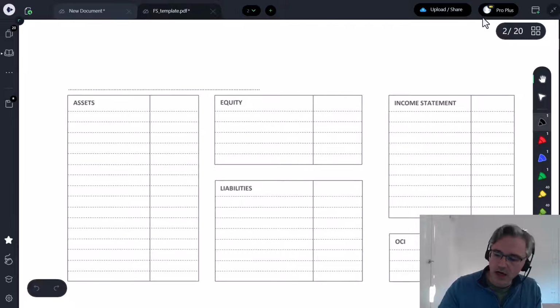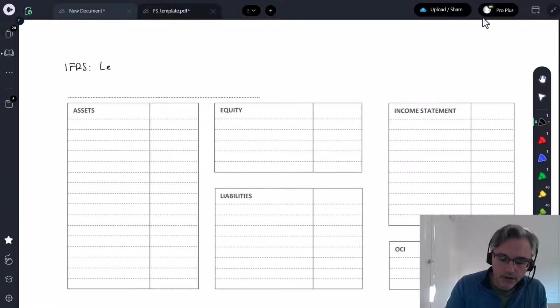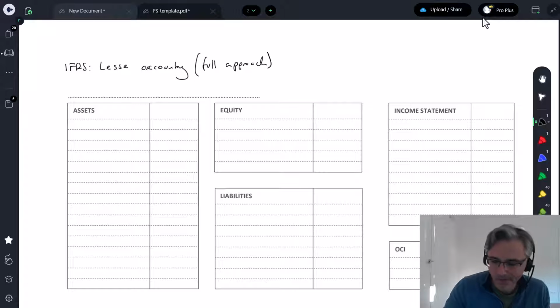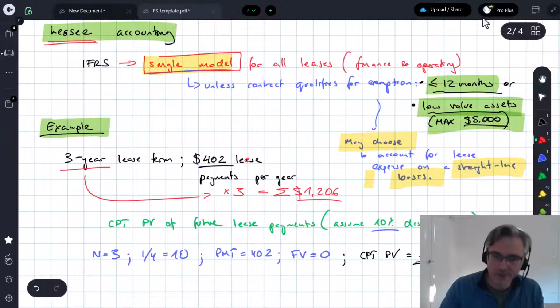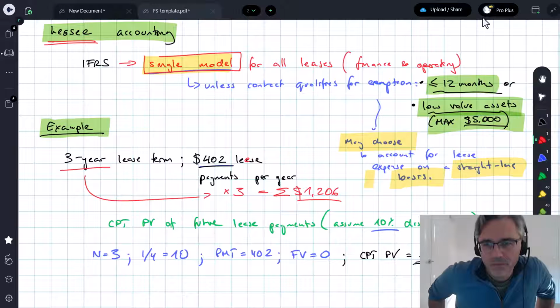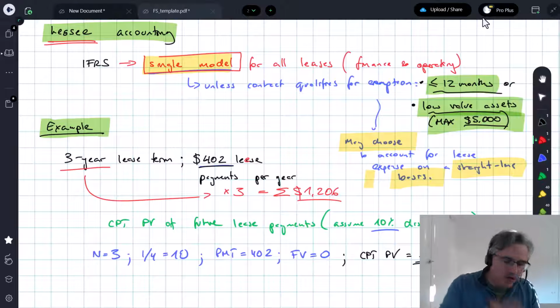We're still doing IFRS accounting, so this is still IFRS lessee accounting, but now let's say the proper full approach. That approach being what I wrote here, the single model that you're supposed to use, right? Now, you may want to make yourself a cup of coffee, a cup of tea, because you may need to re-watch this. I'll try to go in a very logical and slow way, but it's not the most intuitive thing in the world.